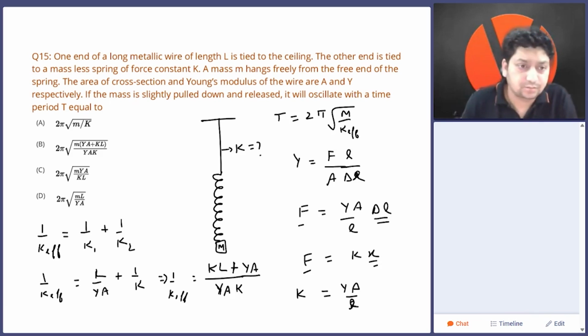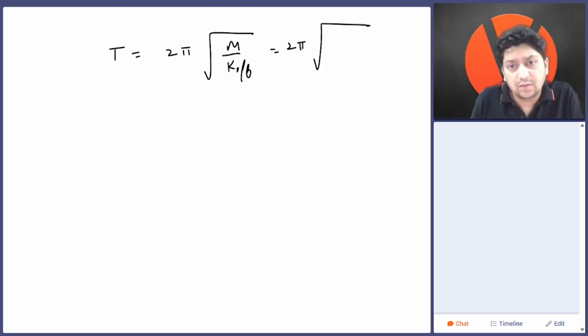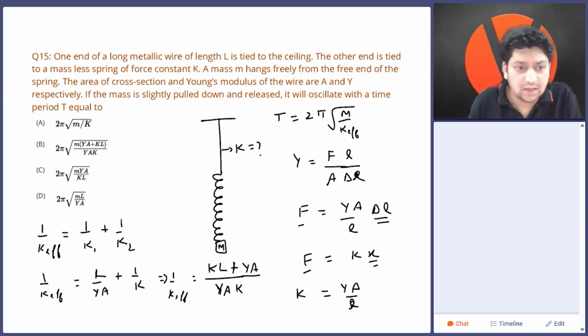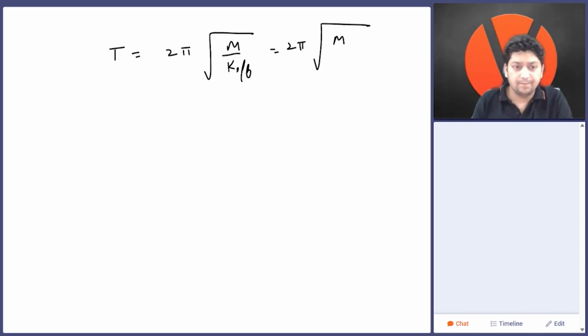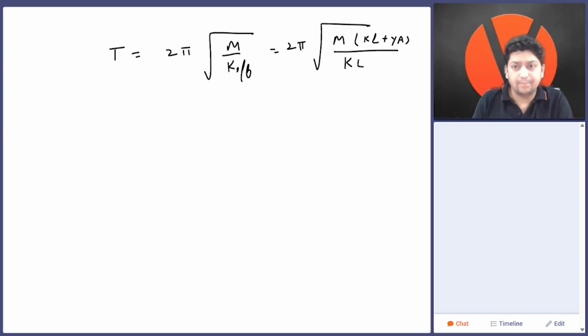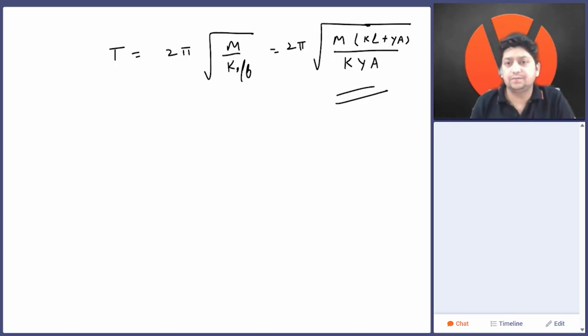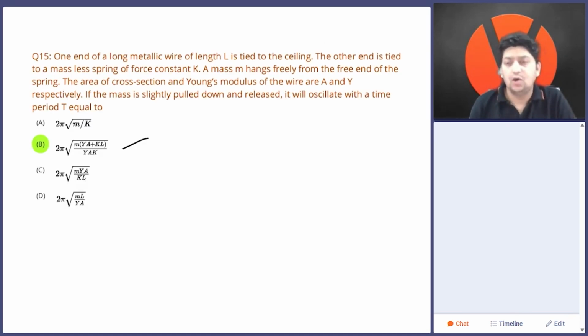Okay, now as we know, time period is 2 pi under root M by K effective. 1 upon K effective is actually equal to (K L plus Y A) over K Y A. So option beta is correct. Yes, option beta is correct.